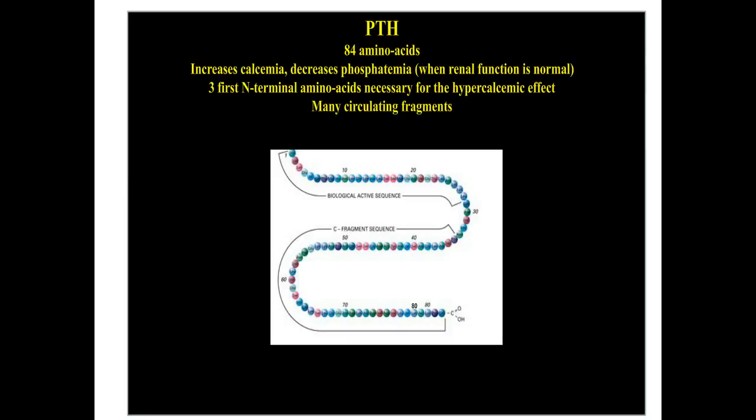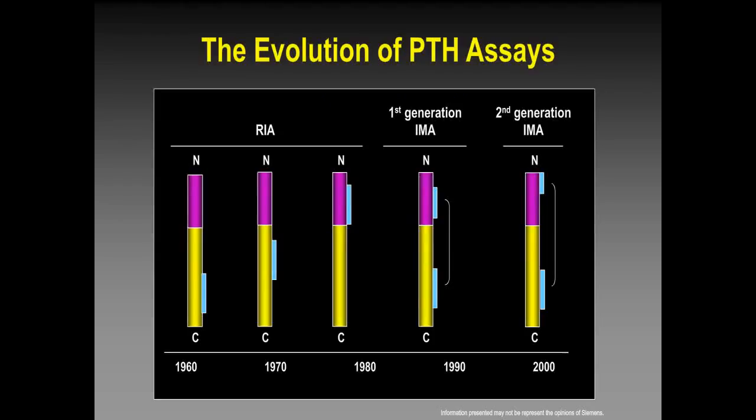The biologic activity of parathyroid hormone is contained within the first 30 or so amino acids, and the first few amino acids here are highly critical for any biologic activity. The remainder of the hormone is not believed to have any significant biologic activity at this point in time.